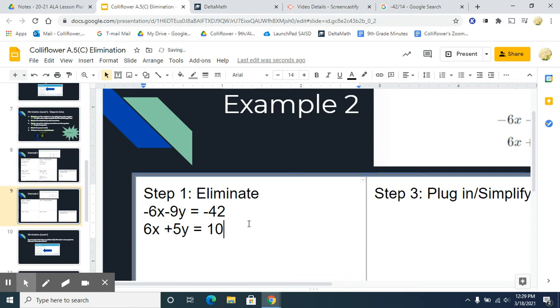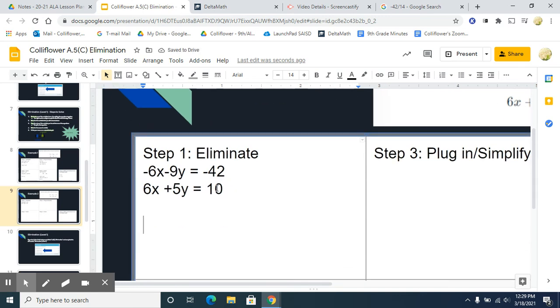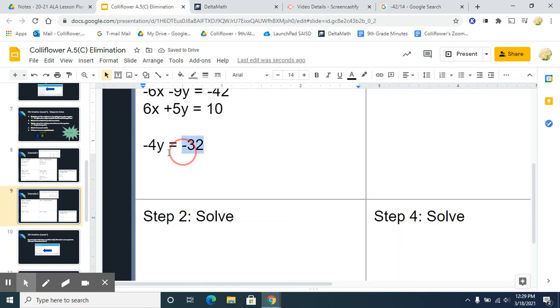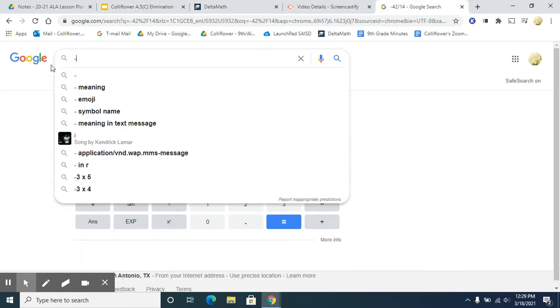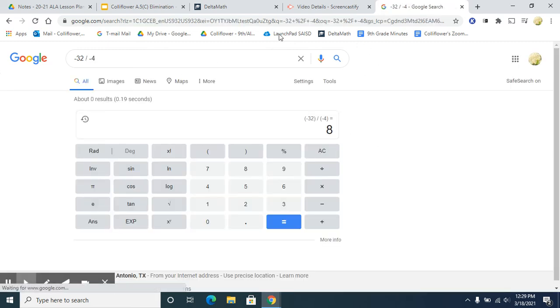So to use elimination, I'm going to add these equations together. And when I add the negative 6x and the 6x, I get 0 x's, which means I don't even need to write them. I've got negative 9y plus 5y, so that's going to leave me with negative 4y. And negative 42 plus 10 would give me negative 32. So now I have an equation with one variable that I can solve. If I have multiplication by negative 4 and I divide by negative 4, I will get my variable. So I'm going to divide by negative 4 on both sides. That leaves me with y is equal to negative 32 divided by negative 4, which is positive 8.